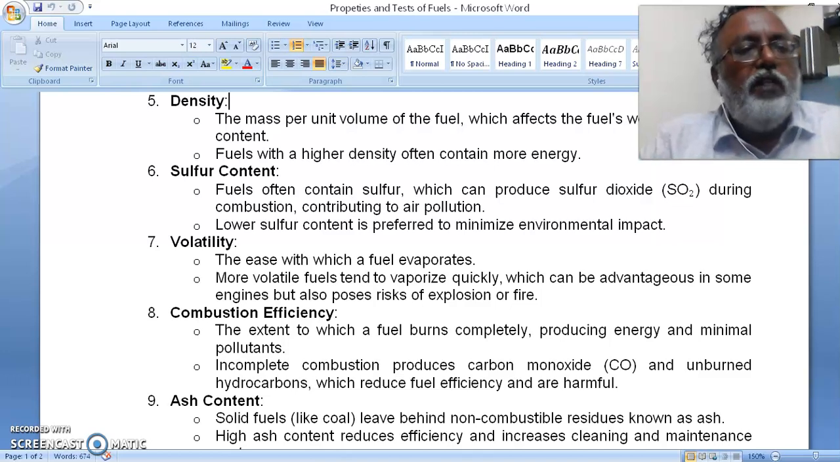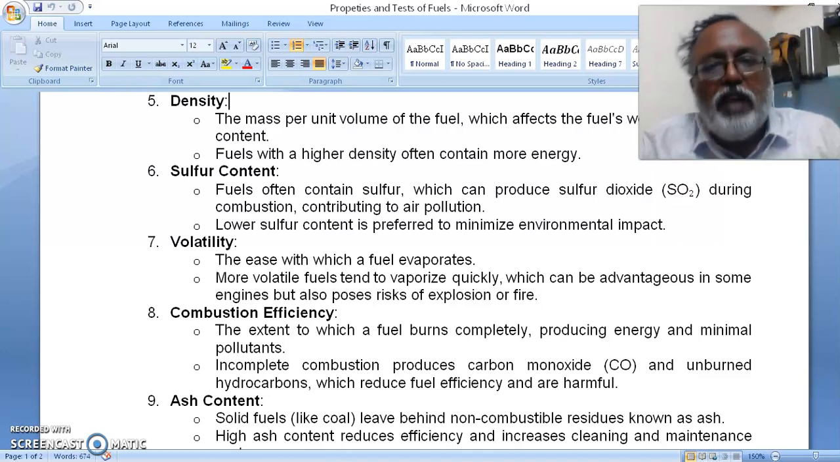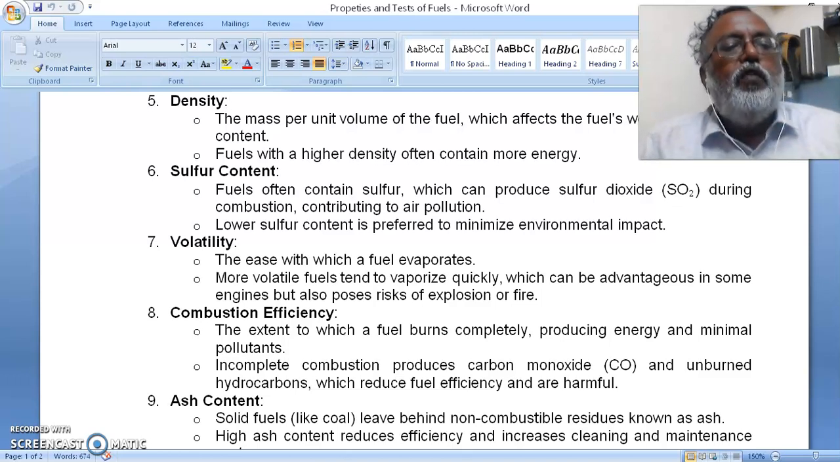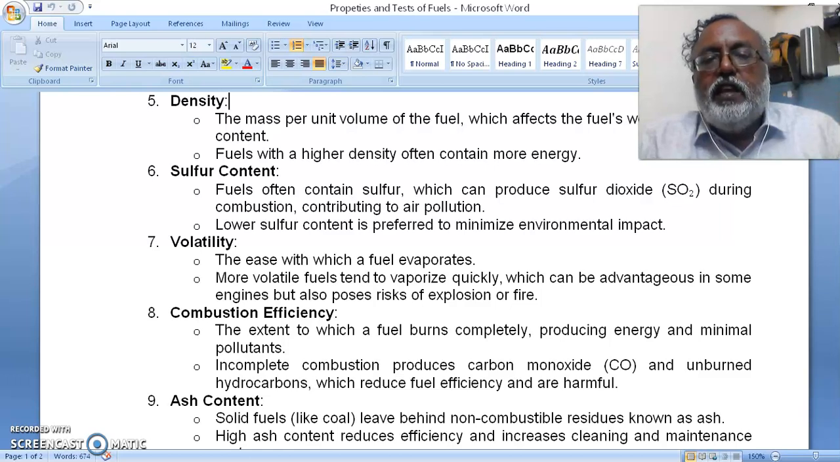The sixth property of the fuel is sulfur content. Each and every fuel has its own sulfur content. Fuels often contain sulfur, which can produce sulfur dioxide during combustion, contributing to air pollution. Lower sulfur content is preferred to minimize the environmental impact. If the air is required not to be polluted, the fuel we are utilizing should have less sulfur content.